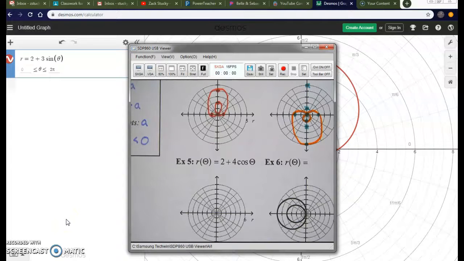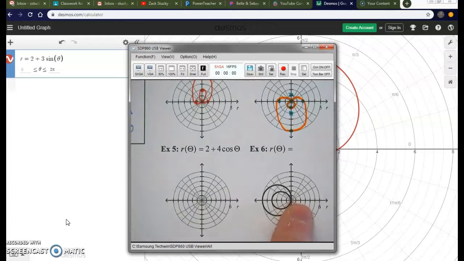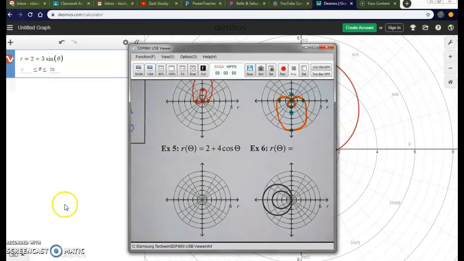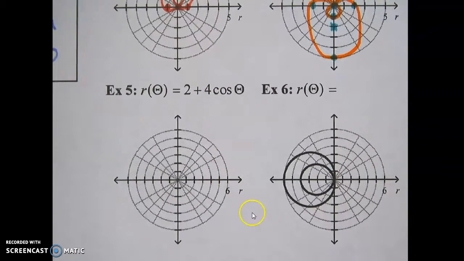So I'm going to have you pause. You try to do the next one on your own. And then, well, yeah, I'll give you a second. Okay, let's see how you did.